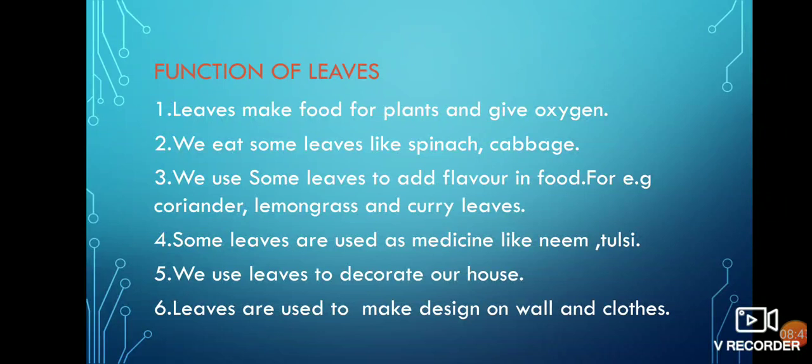Number 3, we use some leaves to add flavor in food, as spices or for different smell. For example, coriander, dhania patta, lemongrass and curry leaves. Do you know what curry leaves are? Curry leaves are used in sambhar, chutney of idli. Okay?